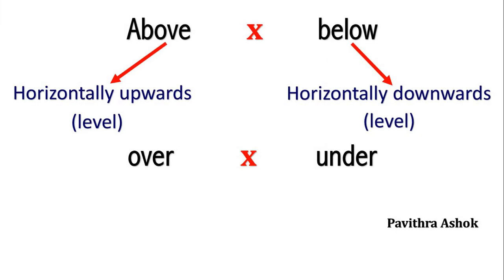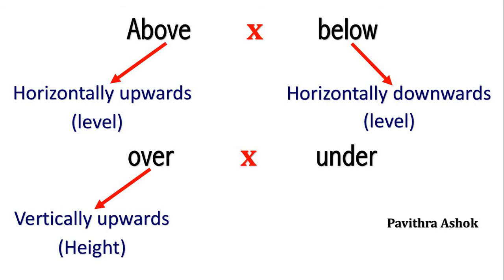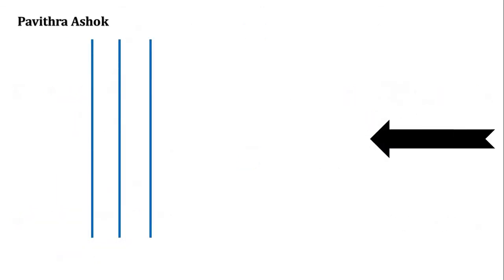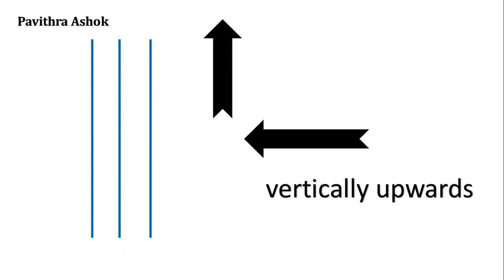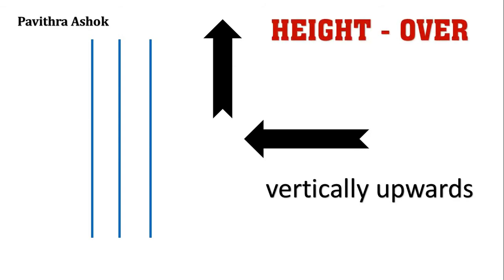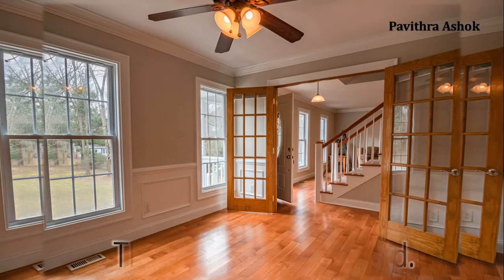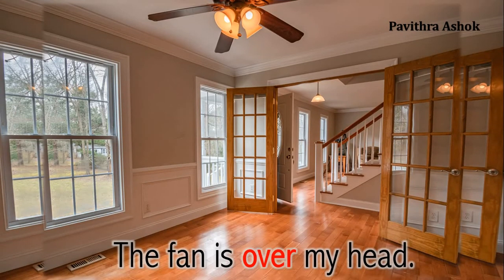Let's move to the next one, that is over. We use over when something is vertically upwards and which describes the height of it. These are vertical lines. When something is vertically upward and you talk about the height, you use over and which describes the height of it. For example, the fan is over my head. Why do we use over here? Because when you stand here, you take its height, not a level. So, the fan is over my head.